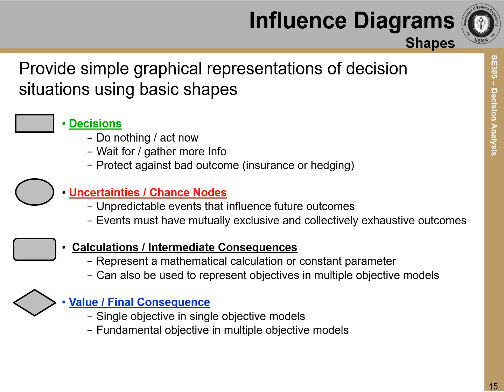So there's 4 primary types of nodes. We have decision nodes, anytime we make a decision. We have uncertainty nodes, anytime that there's an uncertain event or unpredictability in the equation. We also have intermediate consequence nodes or calculation nodes, and we often use those when we have sub-objectives that we're trying to meet. And then we have our final value, our final consequence. Keep in mind that you can only have one value, one final consequence, one diamond in your influence diagram.